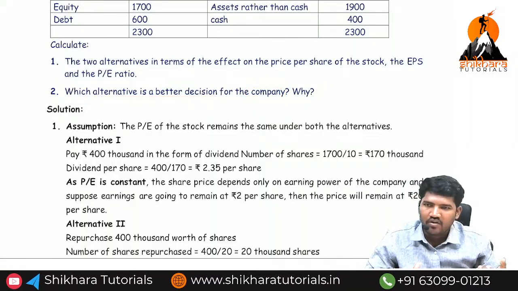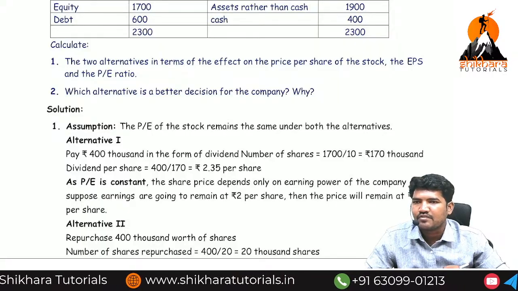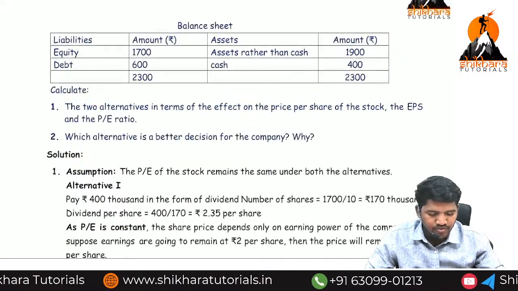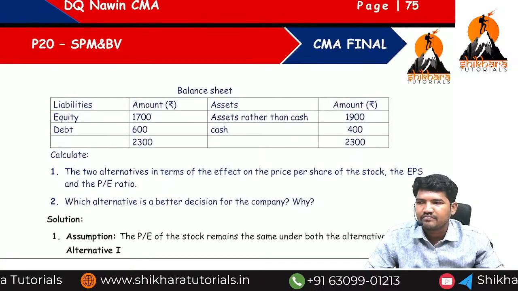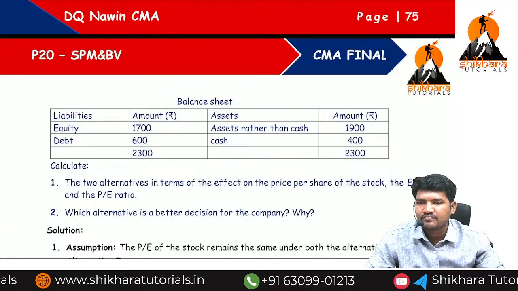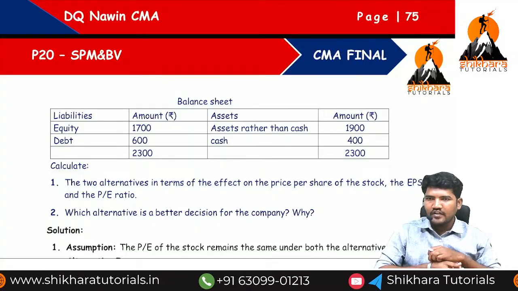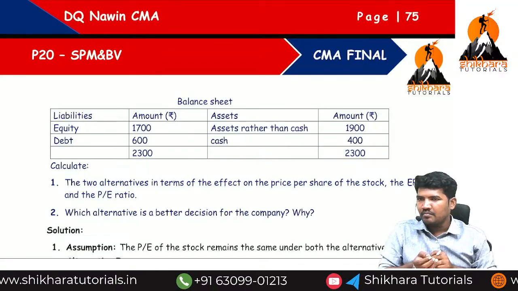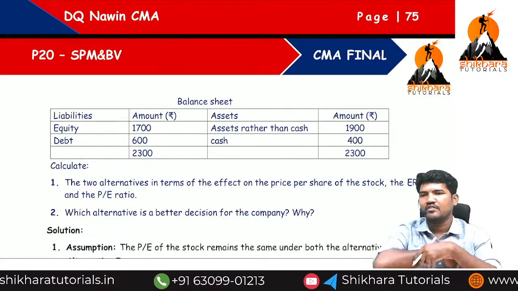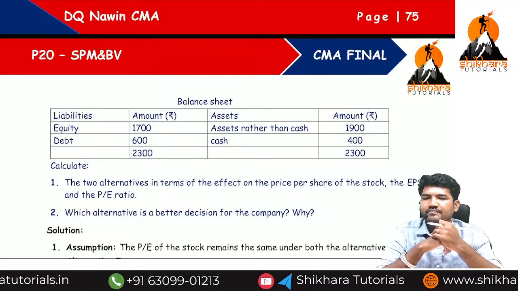Now use your knowledge and calculate the MPS as per option 1 without seeing the solution. Do you understand what option 1 is? If you pay 4 lakhs dividend, please calculate MPS by using the given information. Write down the given information properly.